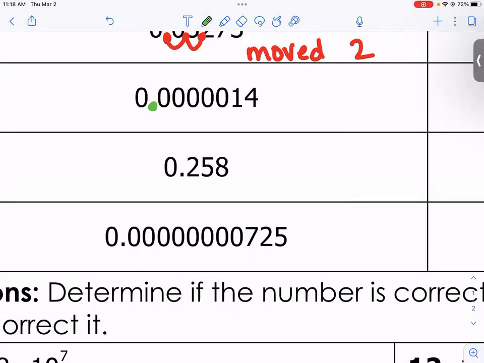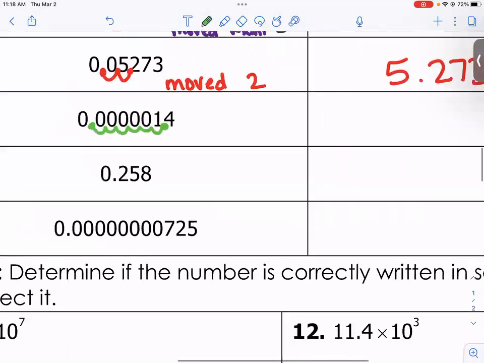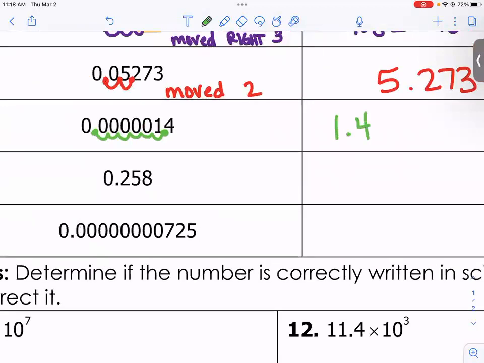Quinlan, where am I aiming for this decimal to be? In between what digits? We need the decimal between 1 and 4. So we have 1.4. Okay. Times 10 to the, Trent, what's our exponent? 6. Positive or negative? Negative 6. We have a teeny number, so we need that negative exponent. Okay. Did you get there?